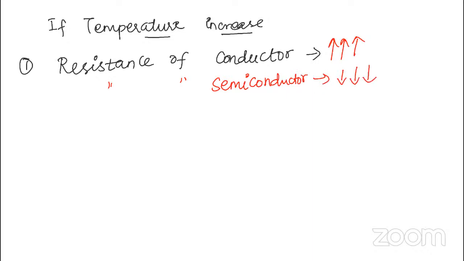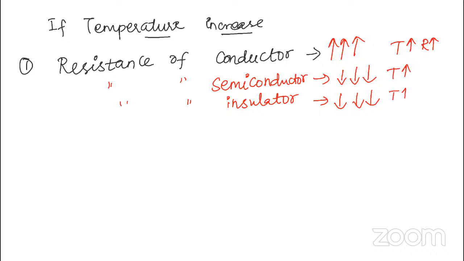The same holds for insulators: when the temperature is increased, the resistance values keep decreasing. So when temperature increases, the resistance value increases for a conductor. Here we are only considering temperature-increasing conditions. As temperature increases, the resistance value decreases here, and here also the resistance value decreases.